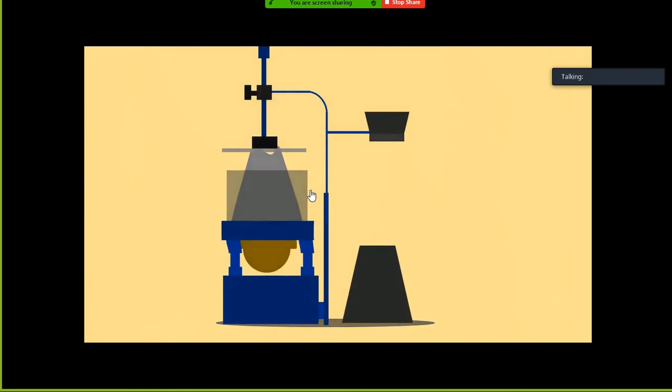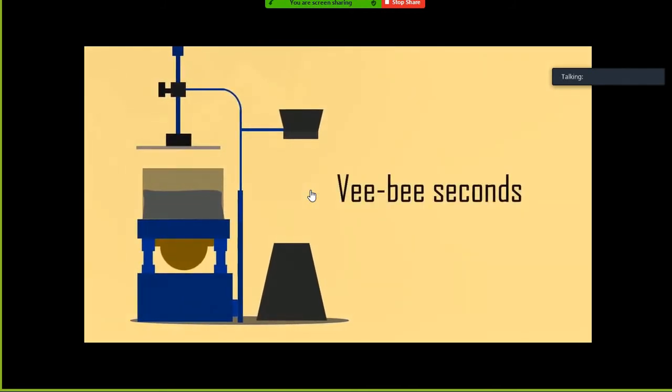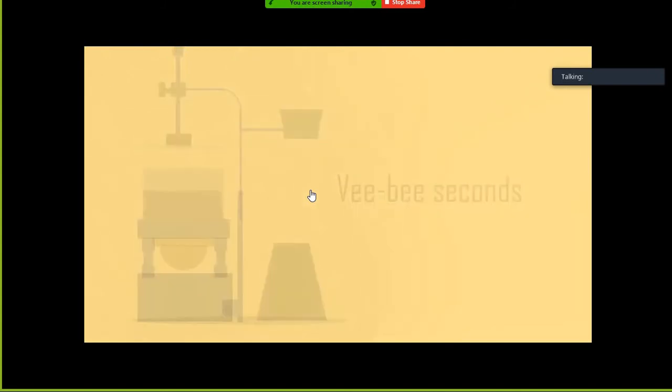Now, switch on the electrical vibrator and at the same time switch on the stopwatch. The concrete will start to spread in the cylinder container. Continue the vibration until the concrete is remolded and the surface of the concrete becomes horizontal. Stop the vibration and stopwatch. The time in the stopwatch denotes the workability of concrete. The time is expressed in VB seconds.